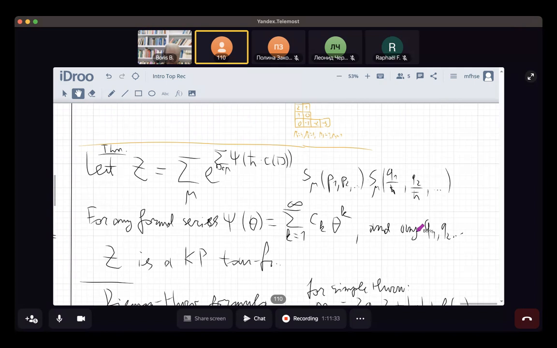So this is where we started, that we take this KP tau function. It's called a KP tau function of hypergeometric type. And then the claim, to which we will devote the rest of the course, is to show that under certain conditions on psi and q, this guy satisfies topological recursion.